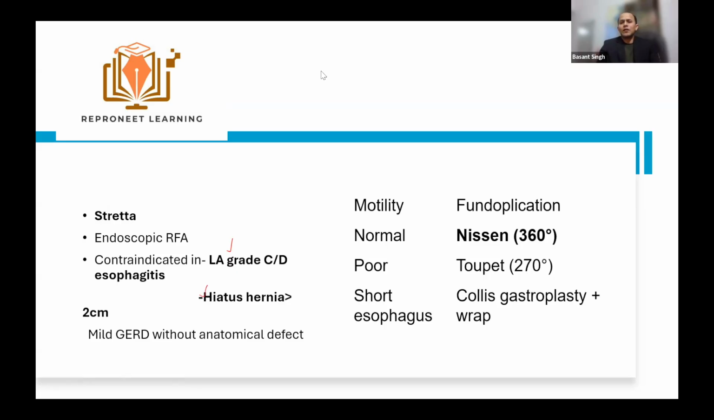So this is what we do. Patient has normal motility, we do a Nissen. Poor motility, we do a Toupet. Short esophagus, we do a Collis gastroplasty with a flap. Okay, so this is the basic information that we all know. How do we approach a patient with GERD?